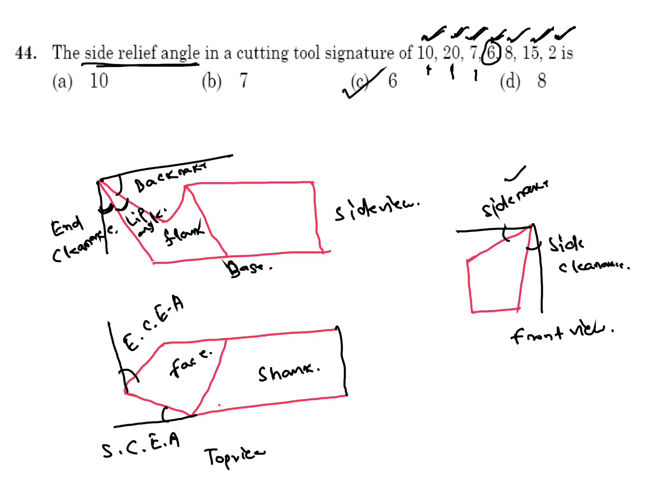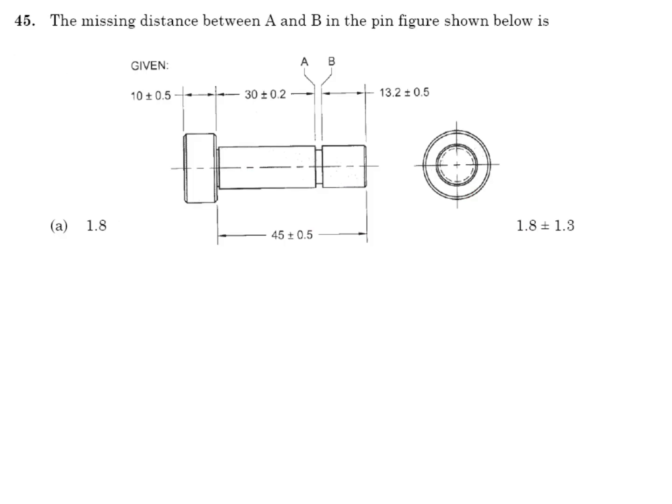The maximum distance between A and B in the pin figure shown below is how much? This type of question in GATE also they already asked. So this is very, very important. So from here to here we will consider this one, 45 plus the maximum value of this one.